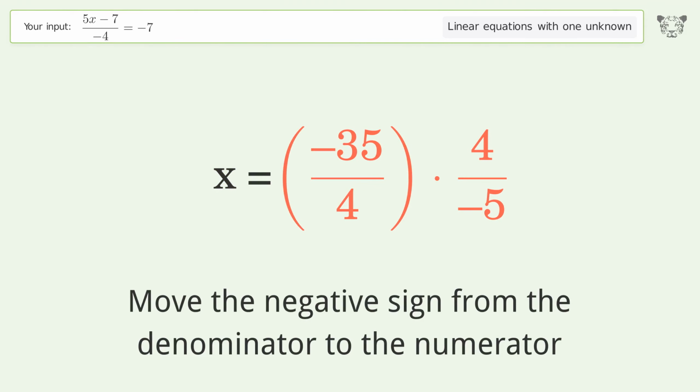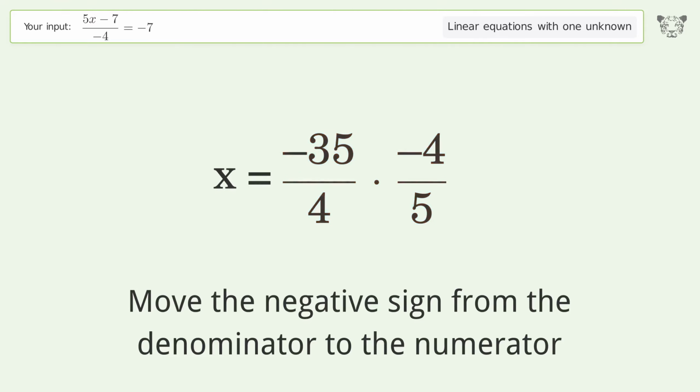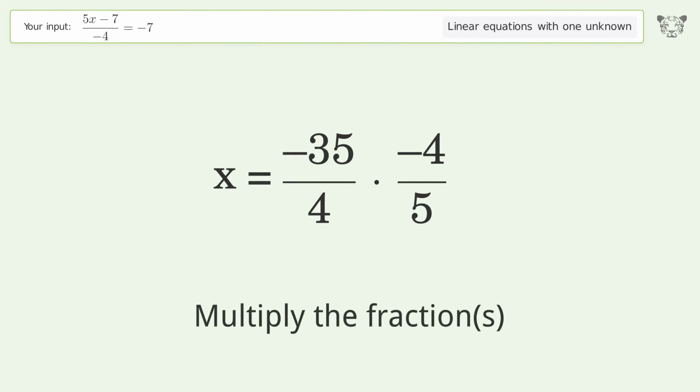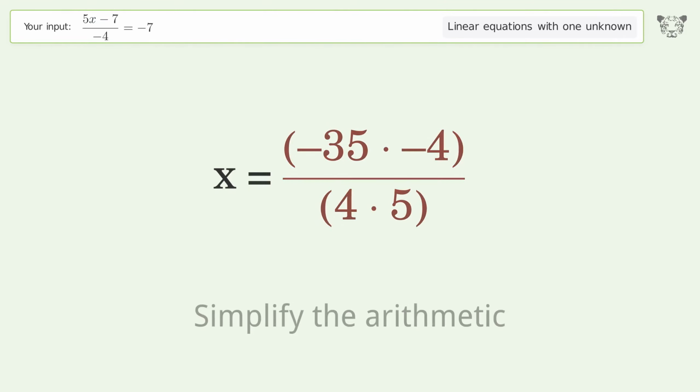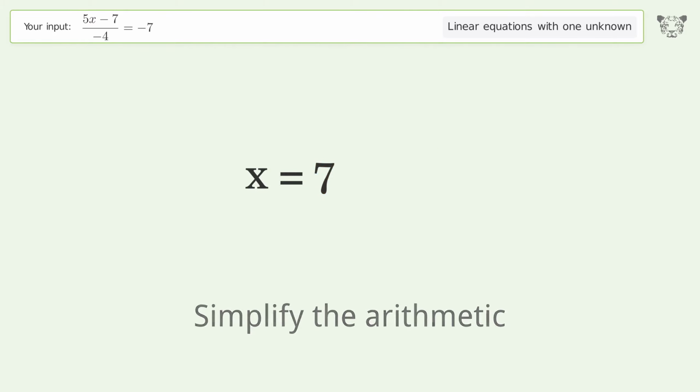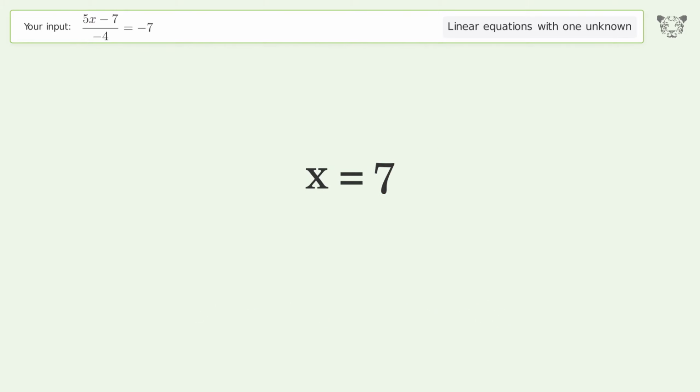Move the negative sign from the denominator to the numerator. Multiply the fractions. Simplify the arithmetic. And so the final result is x equals 7.